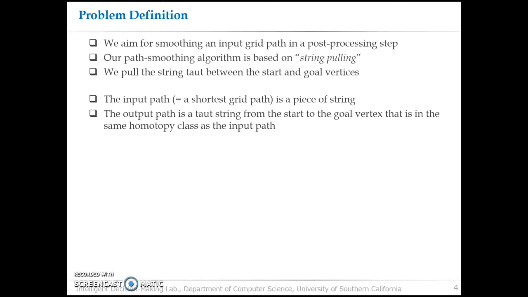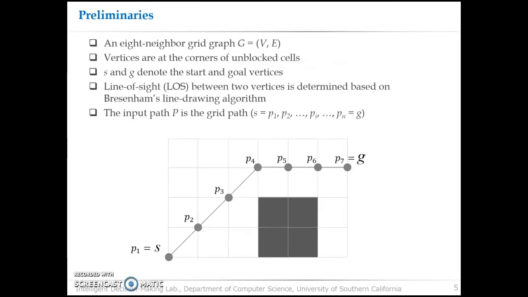in a post-processing step. The concept here for path smoothing is sampling, so we think of the input grid path as a piece of string and try to pull the path as taut as possible from start and goal vertex. So the output path is a taut string from start to goal vertex that is in the same homotopy class as the input path. So it will be located between the same obstacles that the original input grid path moves.